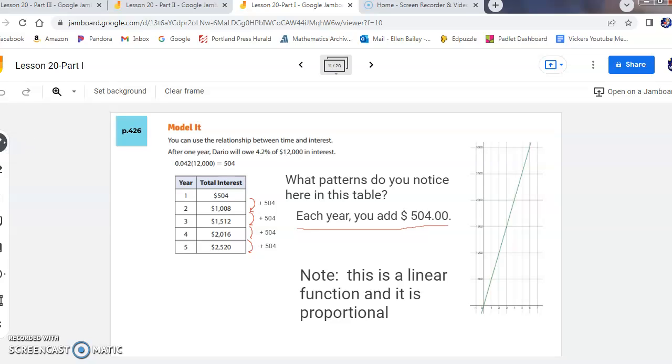If you haven't already written it in, I'd like you to be just writing this right here. Each year you add $504. And then just this right here where it becomes clear on the table that you're adding 504 each year. All right, moving along. And of course, if this is too fast for you, pause the video. That's the sweet thing about the video. You can pause it as needed.